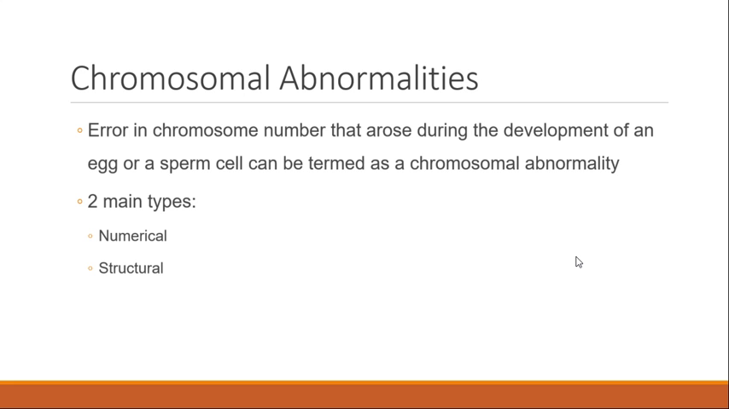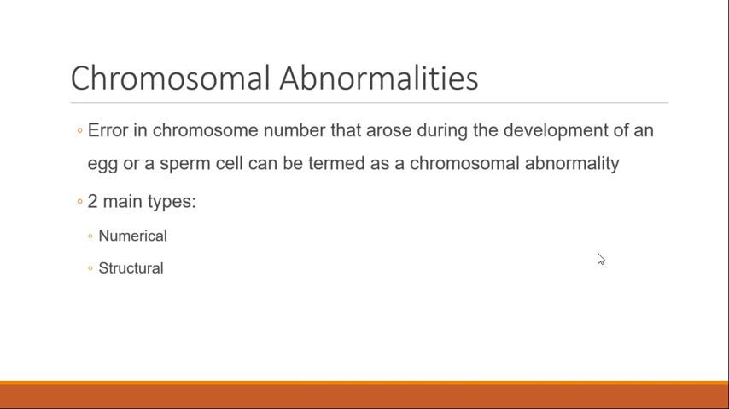First is the numerical abnormalities, as in when there is incorrect division and the egg and the sperm cells have an extra or a reduced number of chromosomes within themselves. That is what we generally refer to as numerical abnormalities. Numerical as in, number-wise there is a deviation.